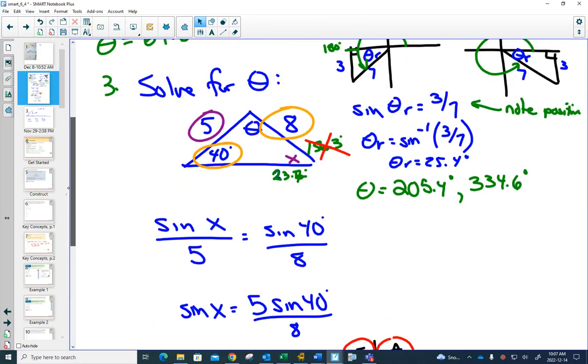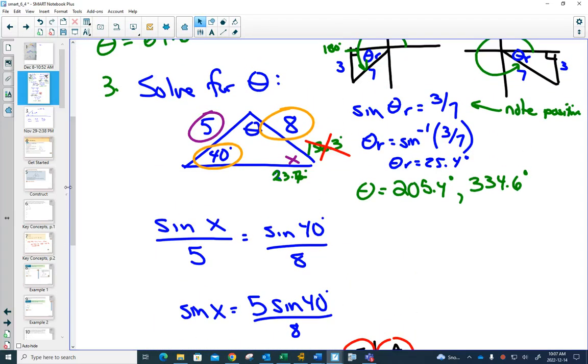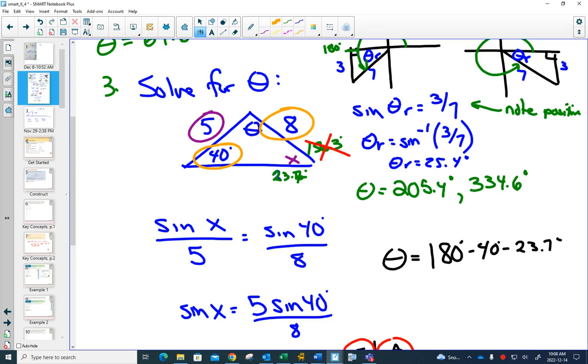So as a result, we now know this is 23.7, and the last thing, we still haven't found what we were looking for. We were looking for theta. Theta is going to now be 180 degrees minus the 40 degrees minus the 23.7 degrees. Will give us 116.3 degrees.